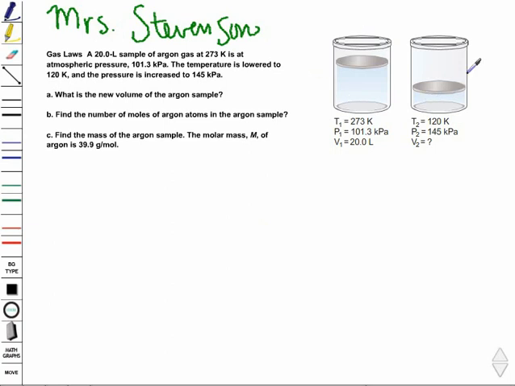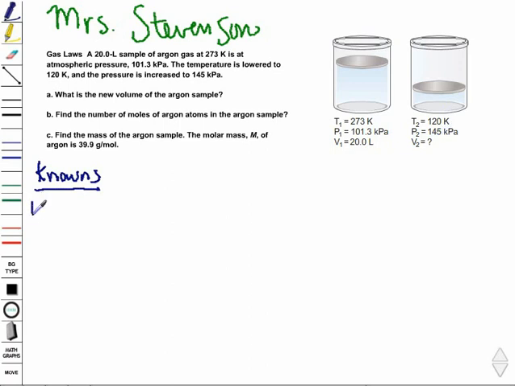The picture shows a visual representation of the volume of the gas changing when the temperature and the pressure are changed. Some of the knowns are written out on the screen for you. We do have some other knowns in the problem. We know that our temperature is 273 Kelvin. We know our pressure in the initial sample is 101.3 kilopascals. Our volume in the initial sample was 20.0 liters. We know our temperature in the second was 120 Kelvin. Our pressure in the second was 145 kilopascals.